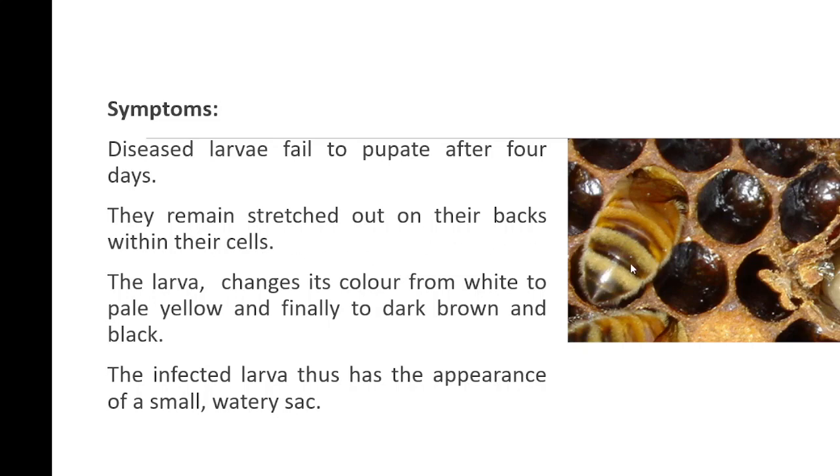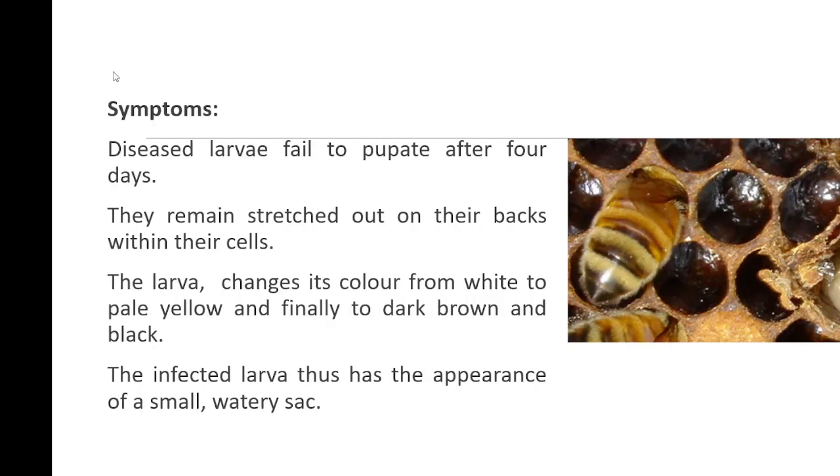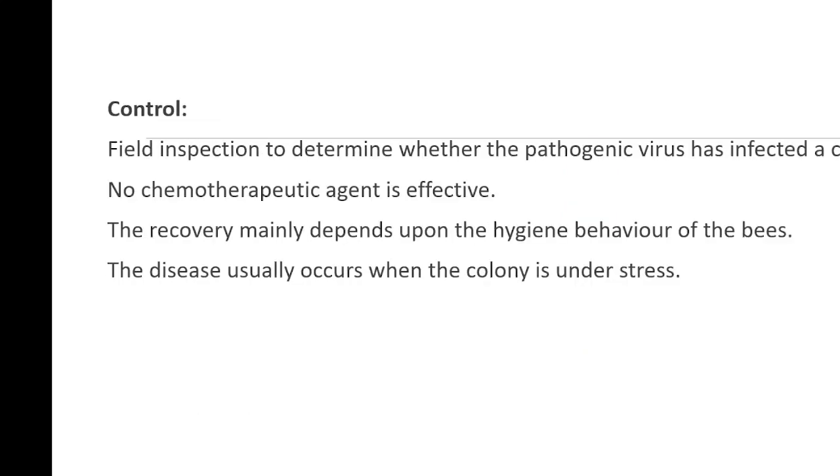Here you can see how the larva will appear. The larva changes its color from white to pale yellow and finally to dark brown and black. The infected larva appears like a small watery sac. That is why it is known as sacbrood disease, because the infected larva appears like a small watery bag. That is why we call it sacbrood disease.